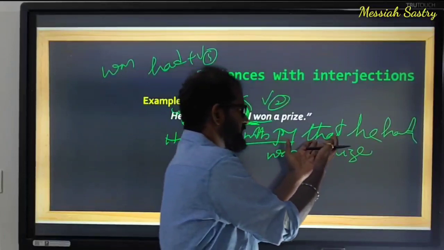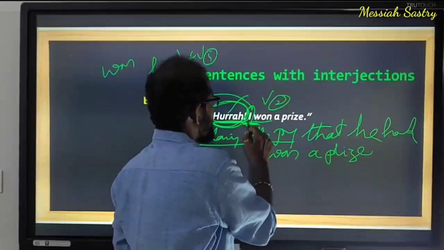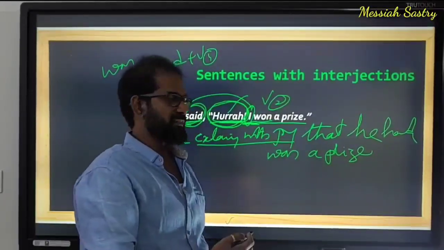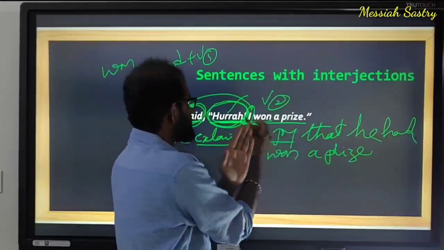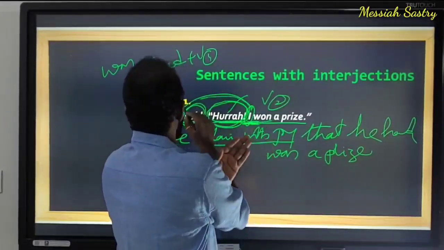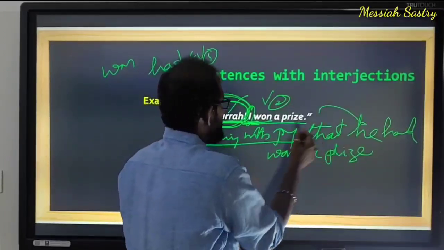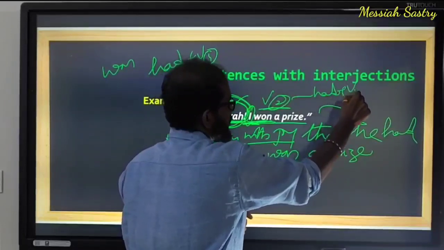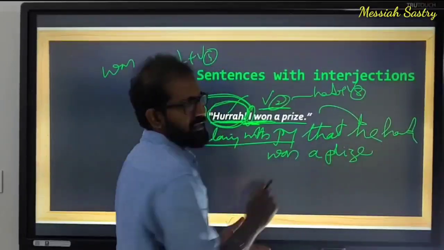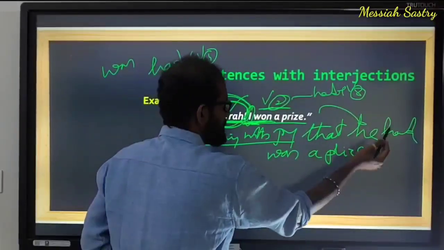And as the conjunction we use that, as usual, just like a declarative sentence. I won a prize is just like a declarative sentence. This I refers to he, so I changes to he here. Won is V2. V2 changes to had plus V3. So, had won a prize. It ends with a full stop.